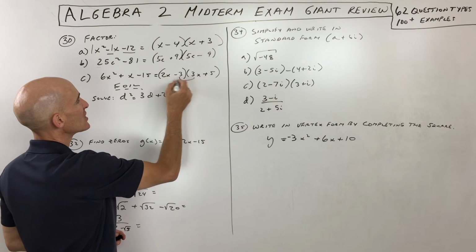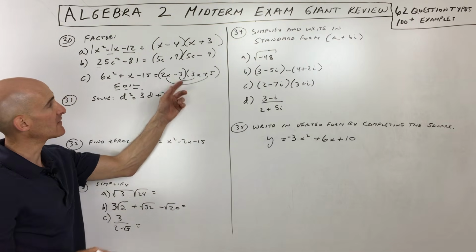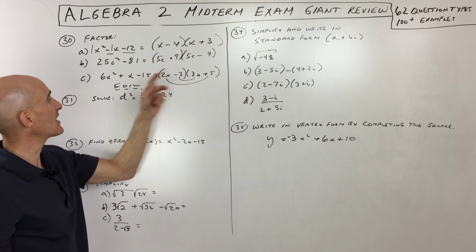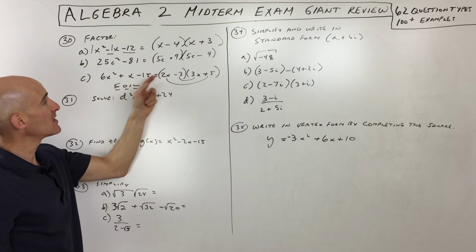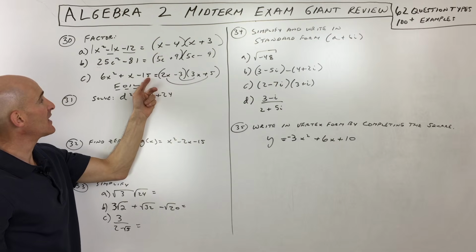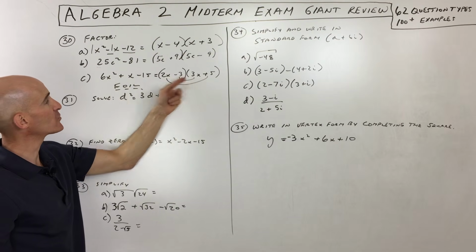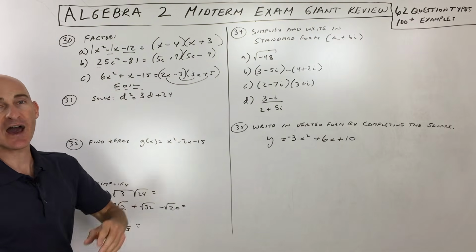So then what I have to do is check the inner product and the outer product. That's negative 9x, that's positive 10x. That adds up to the middle term, 1x. Of course, the last terms multiply to the negative 15, the last term, and the two first terms multiply to the first term, so I know I've got it.